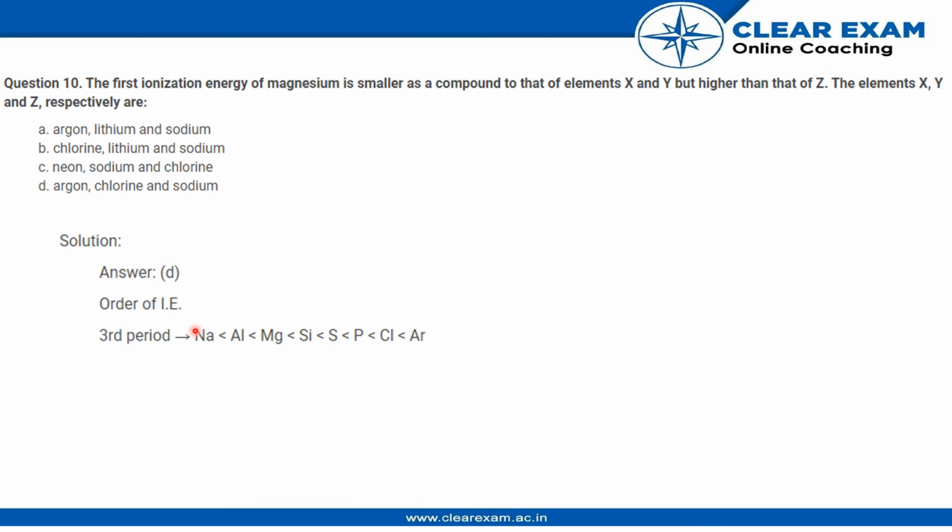So Z can be any one of sodium and aluminium. So therefore we have sodium as element Z, and X and Y could be any one among silicon, sulfur, phosphorus, chlorine and argon. So we have argon and chlorine. There is no lithium over here. So we have option D as the correct option. That is, argon and chlorine are X and Y, and sodium is Z.